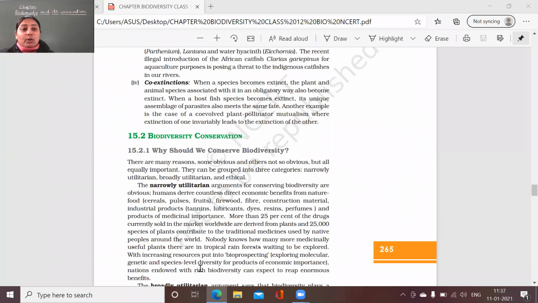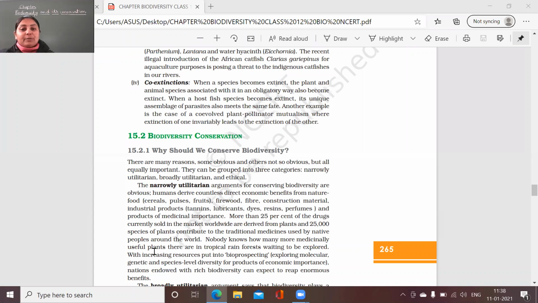ठीक है, तो besides this, what he said is that there are so many plants which are still lying in our forest and we have not discovered them, we have not named them, and these plants may be of medicinal importance. So many species are present in our tropical rainforest which have to be explored, and some of these species may also have medicinal importance.